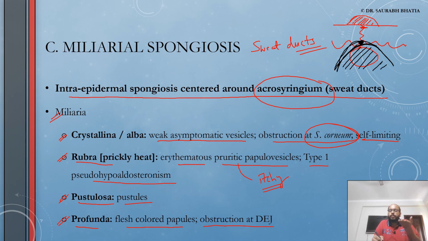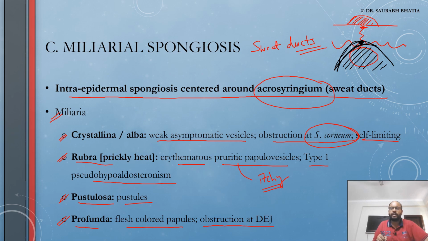They can also be seen in type 1 pseudohypoaldosteronism. I'm just mentioning it because the books mention it, but most of the time we see it when there's intense exposure to heat or intense sweating. Because of intense sweating, the inflammation around the sweat ducts happens, and that inflammation leads to spongiosis initially. And that is what we see in miliaria rubra.